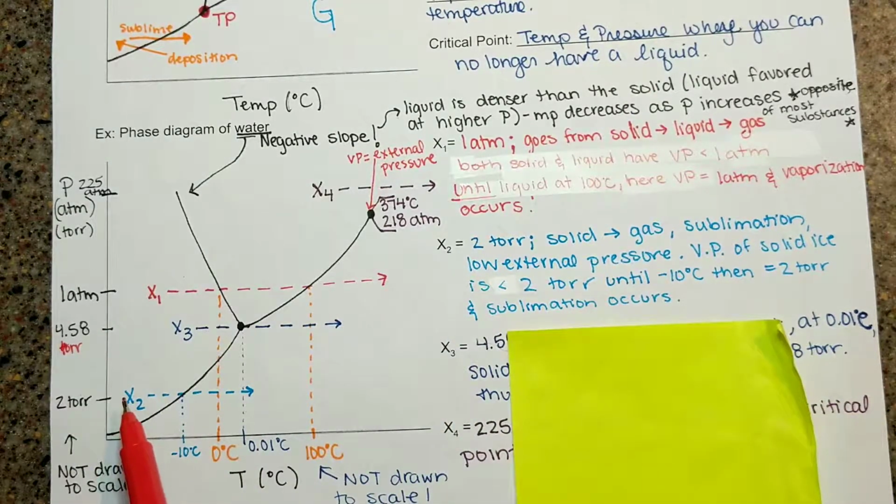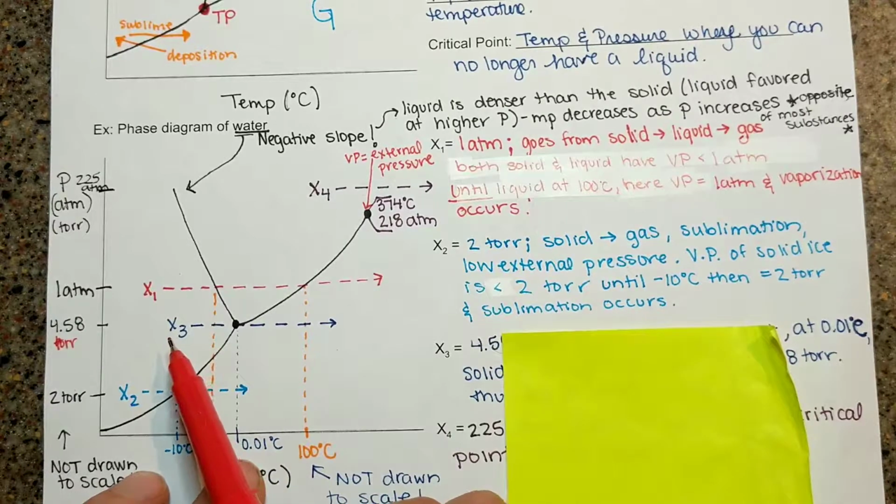So the vapor pressure of my solid ice is less than 2 torr until I get to negative 10 degrees Celsius. At negative 10 degrees Celsius, the vapor pressure of my solid is equal to my external pressure. So it equals 2 torr. And therefore, because now my vapor pressure equals my external pressure, evaporation can occur. And now I'm at a gas or a vapor.